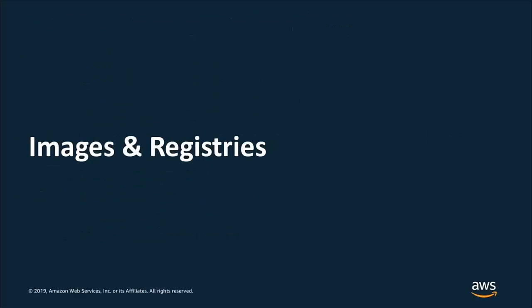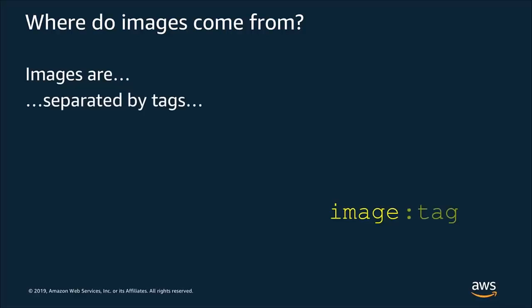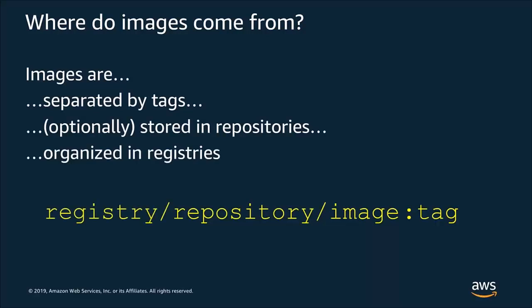So let's dive right into images and registries. Before we do, I want to make sure we all understand the concept of where an image comes from. When we talk about a container image, we're talking about images that are separated by tags, optionally stored in repositories, and are organized in registries. This is the format you will see whenever you're referencing any type of image.